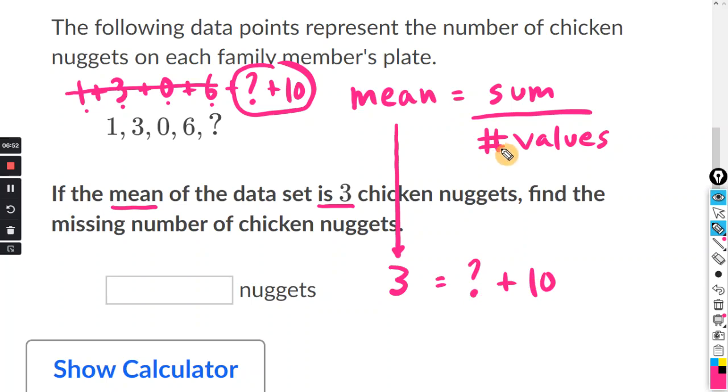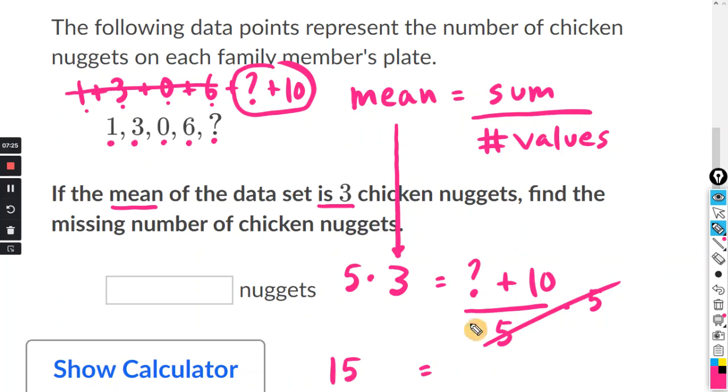And now for the number of values, make sure you count the missing one as well. 1, 2, 3, 4, 5. We have 5 values. So in the denominator, it's going to be 5. The opposite of dividing by 5 is times 5. So I'm going to do times 5 to both sides. 5 over 5 is just 1. That cancels. 5 times 3 is 15, and that equals question mark plus 10.